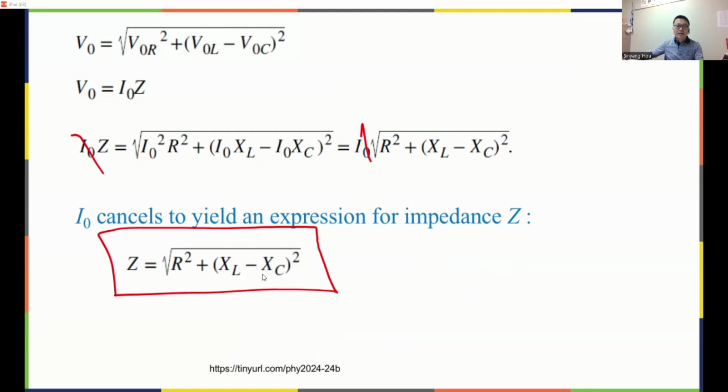Okay, and this is again similar to the Pythagorean theorem, where you have R, and then the absolute value of the difference, XL minus XC. Depending on various factors, the inductance, the capacitance, and the frequency of the circuit, they will tell you which one is bigger and which one is smaller. But they should form a 90-degree angle between the difference of these two and the R. Okay, so that's why you get that expression there.